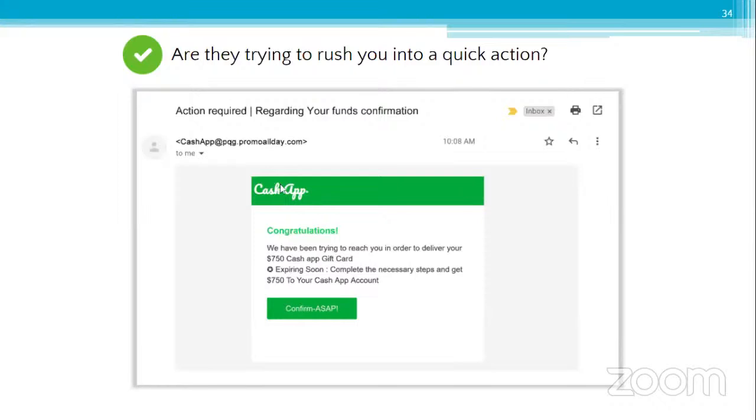Yeah, also the same thing here. When you see this email is allegedly from Cash App, definitely Cash App should have an email ending in something at cashapp, maybe .org or .com. And then here they say confirm as soon as possible. So this is urgent. You say action required. So if they are trying to rush you into action, be very, very careful.